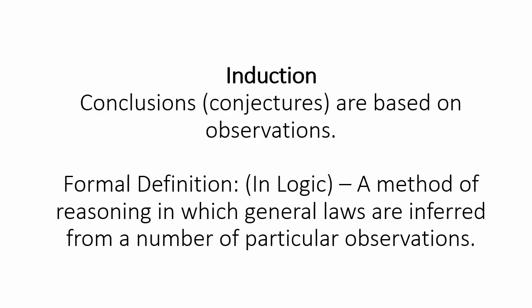Induction are conclusions that are based on observations. These conclusions are called conjecture. A formal definition is a method of reasoning in which general laws are inferred from a number of particular observations. So if you see something that happens all the time and you come up with this conclusion, that conclusion is called a conjecture, and the way you form that conjecture is through induction.